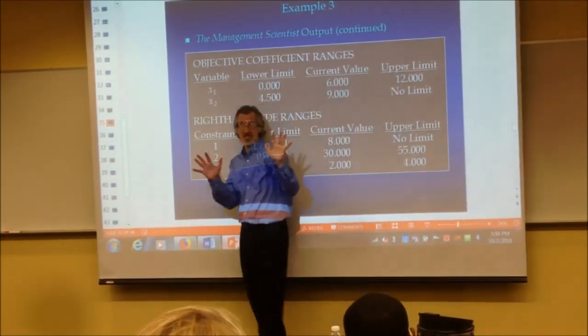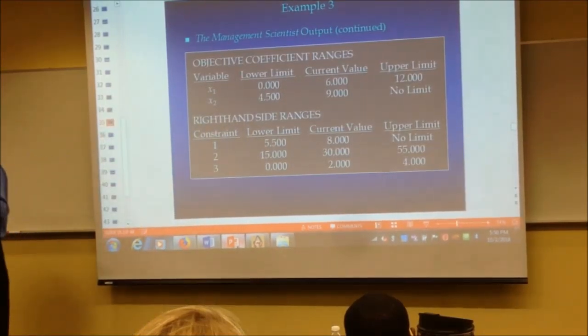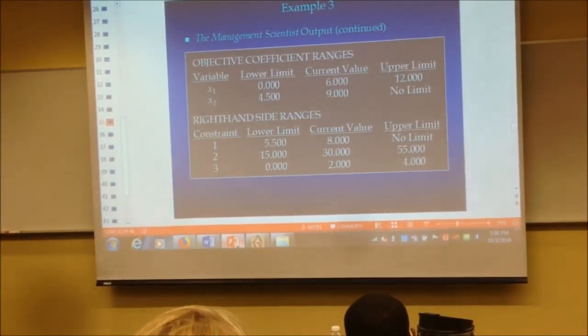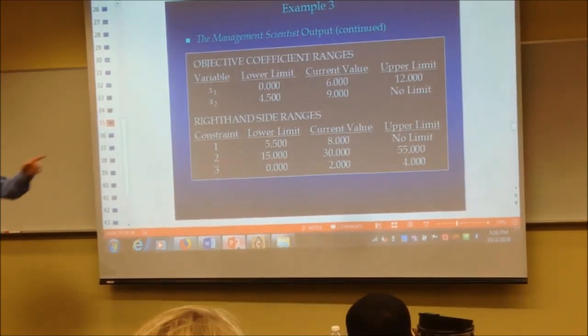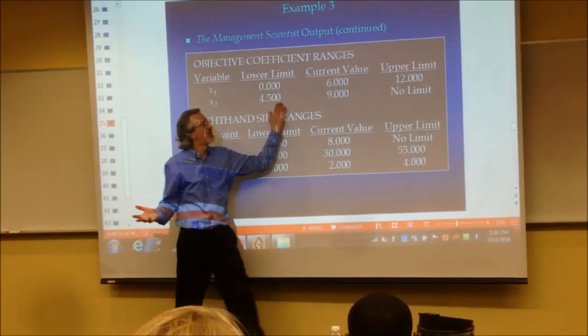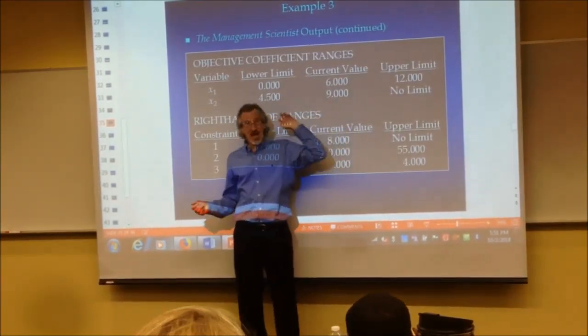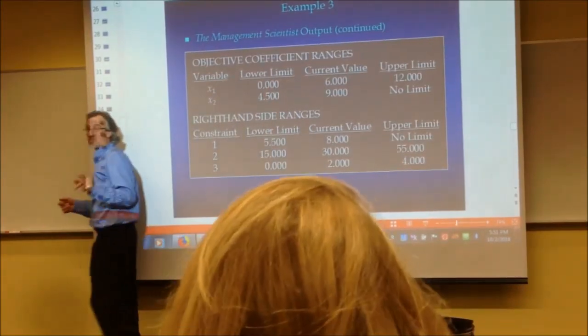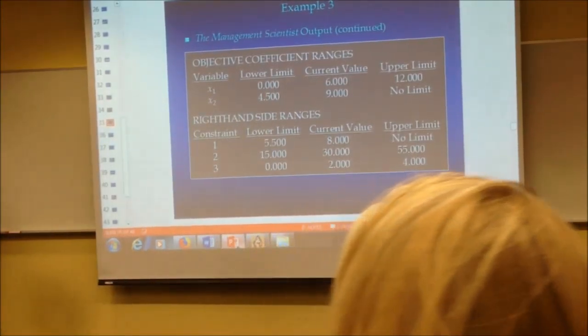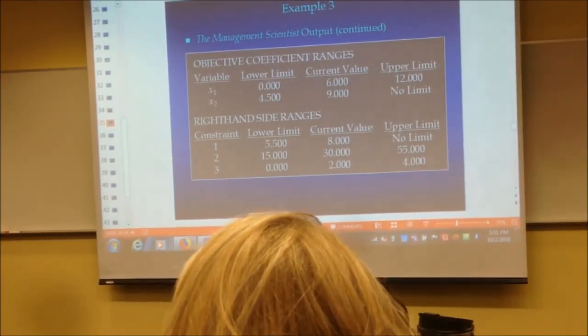Everybody's with me. This is real easy right now, right? Product number 2, same deal. As long as the change of whatever that number represents in the objective function stays between $4.50, whatever it represents, and there's no upper limit, then the optimal solution is still valid in that case also. Those numbers on how far it could go up and down are the range of optimality.